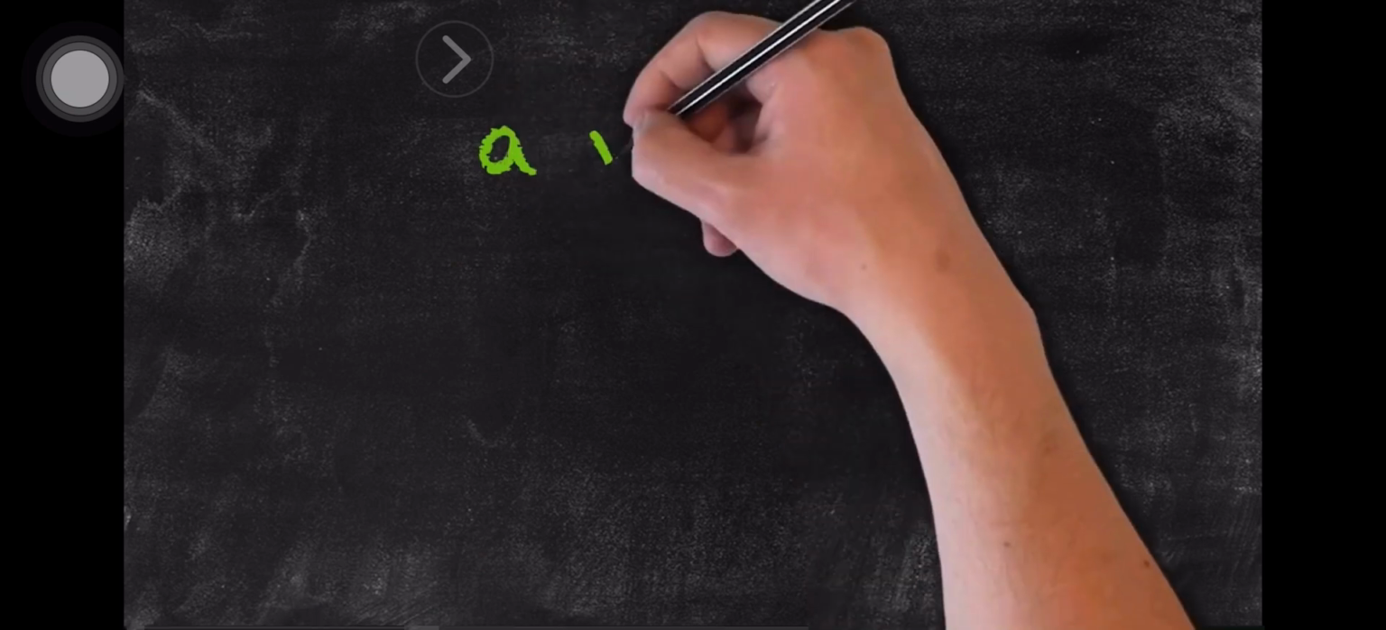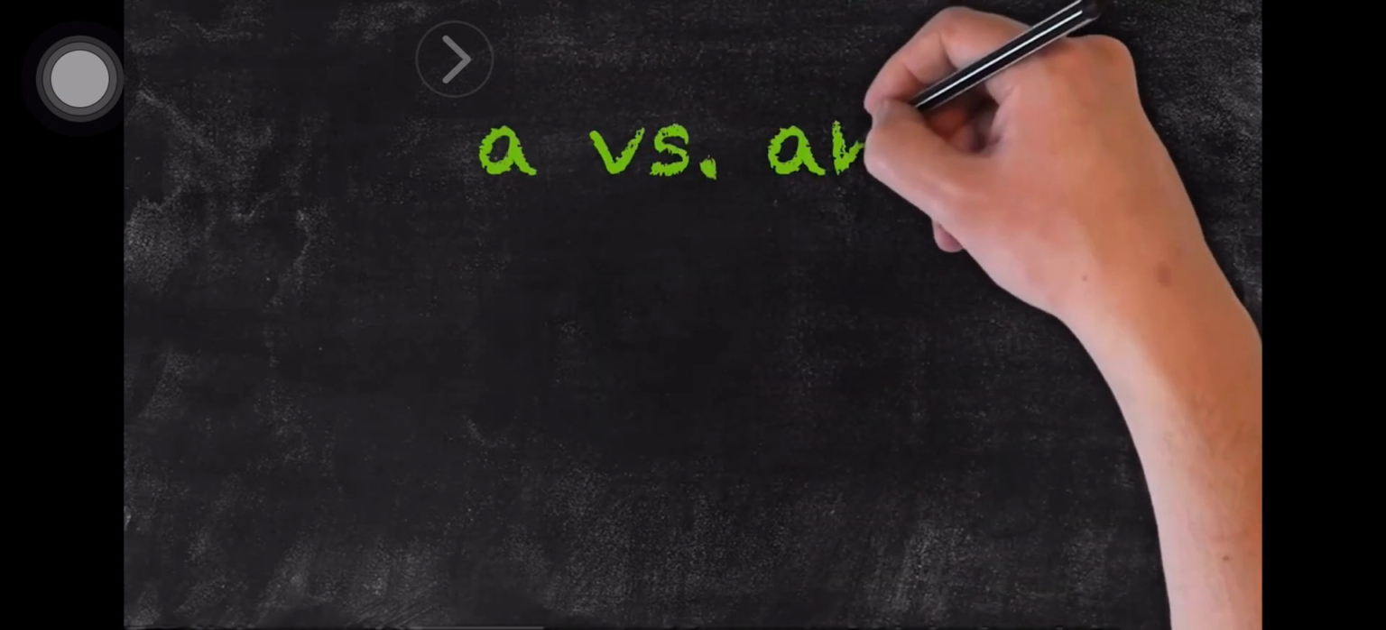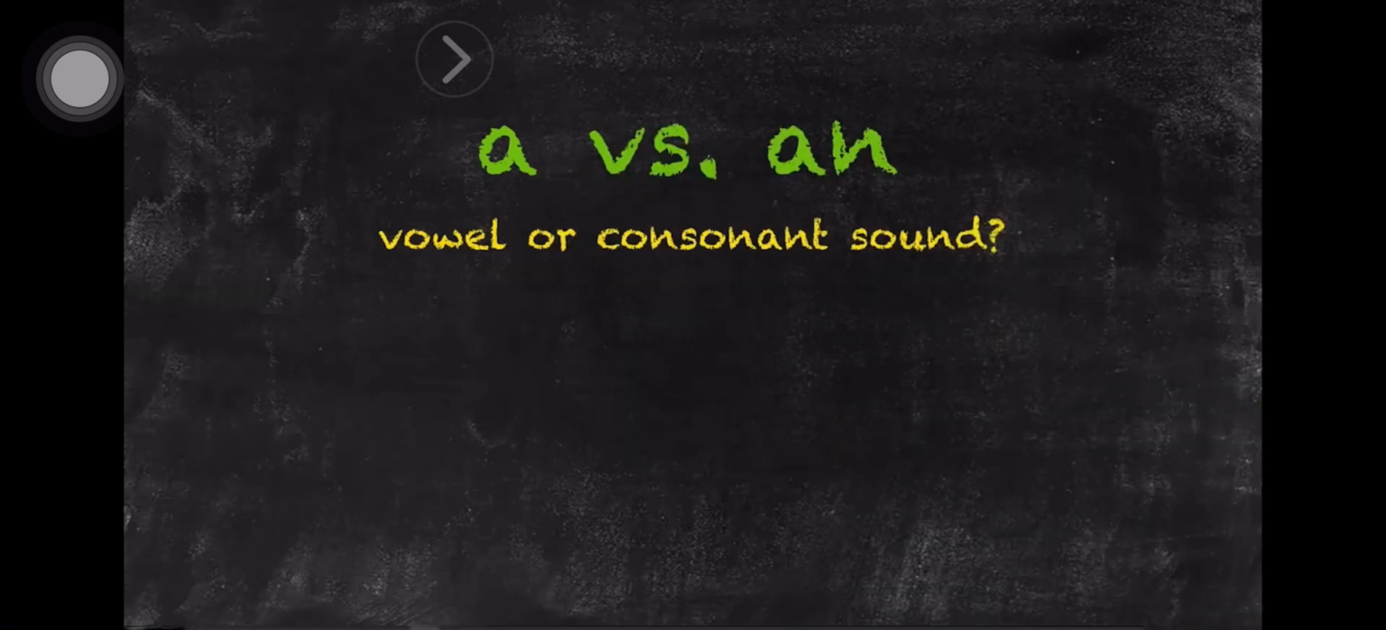When looking at a versus an, many people consider this to be a differentiation between spellings. The noun will either start with a vowel or a consonant. More accurately, this should be described with how the noun sounds. Does it start with a vowel or a consonant sound?